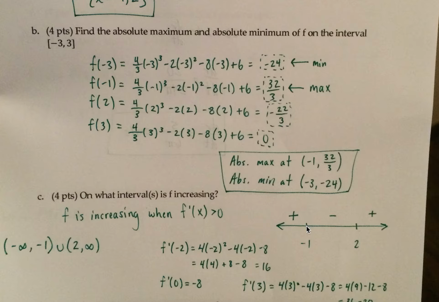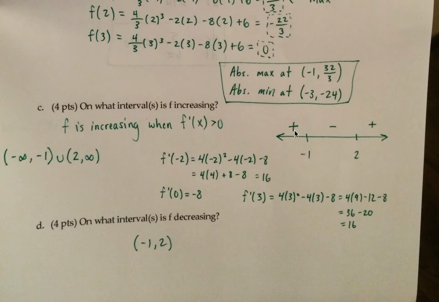Or in other words, at this point, the slope's 0. At this point, the slope's 0. And by the way, those are the only two places where the slope is 0. What that means is that to the left and to the right of these 2 points, the slope is not 0. So it's either going to be positive or negative. Okay? So this is where I just test points in each interval.